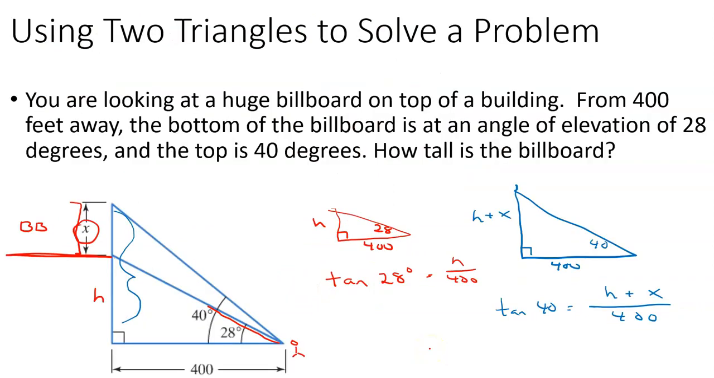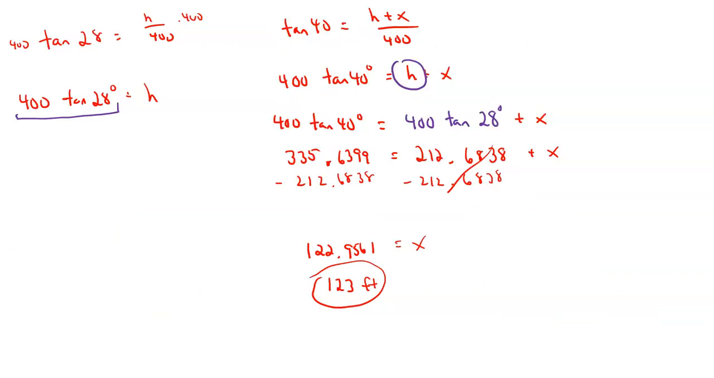Okay, so what did we do? We start out with two right triangles, set up trig ratios based on tangent because we either had or we were interested in opposites and adjacents. So once we did that for tangent of 28, tan of 40, then there was a little bit of algebra involved. I solved one side for h, the other side for h plus x, and then substituted one into the other. When I got done, I ended up having solved for x, which was what I was looking for. That was the height of the billboard.